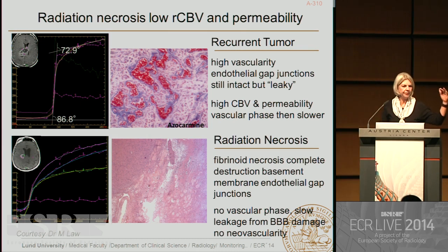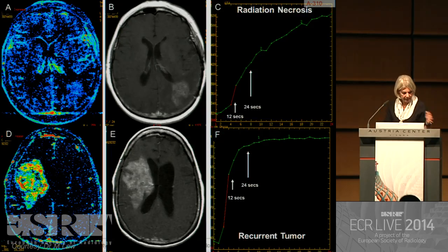So high CBV in a true tumor, low CBV in pseudoprogression, and low CBV in radiation necrosis. And you could also see that if you have a recurrent tumor, you would have a much steeper slope of the perfusion compared to when you have radiation necrosis, where you would have a much slower slope going up.